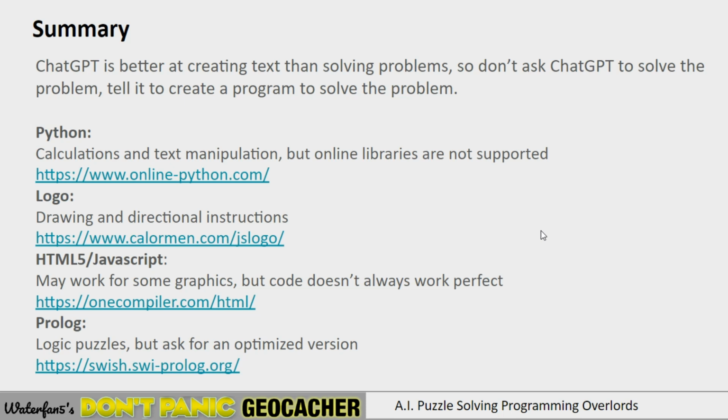And then you see here the programs that I used. Python is great for calculations and text manipulations, but the online version can't use libraries, limiting what you can do. Logo can do drawing instructions. I've seen other puzzles that give me drawing instructions, and I say create Logo code that is like these drawing instructions, and then it converts it to Logo that I can run somewhere else and then show what kind of result it gives. It's not always perfect, but often good enough to get a coordinate.